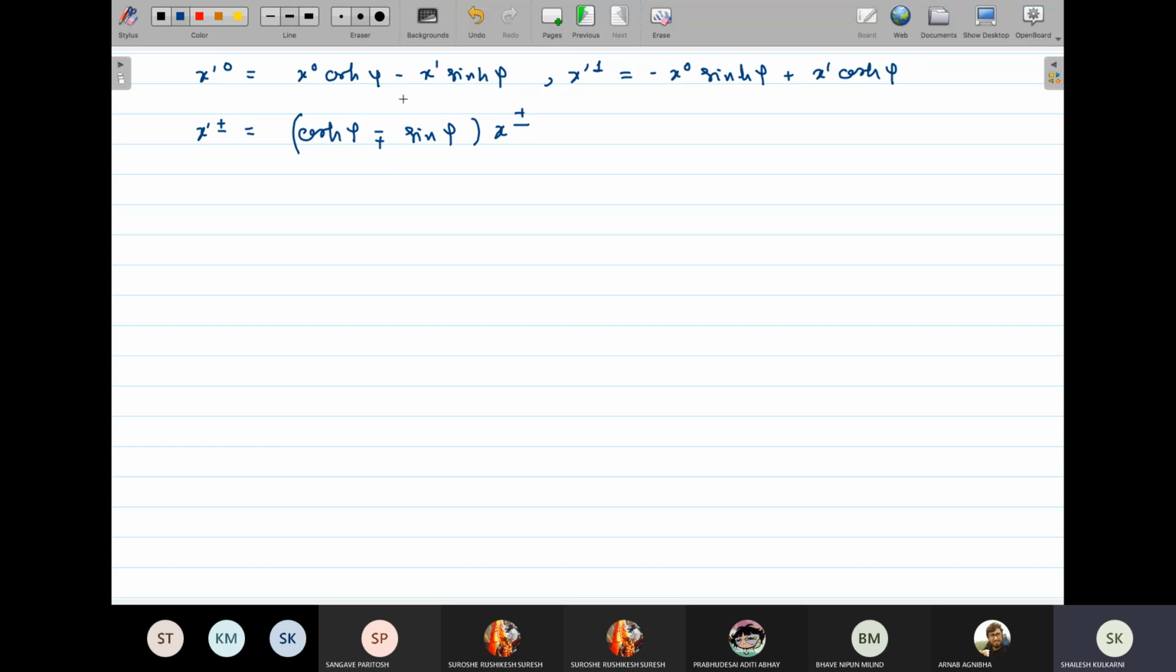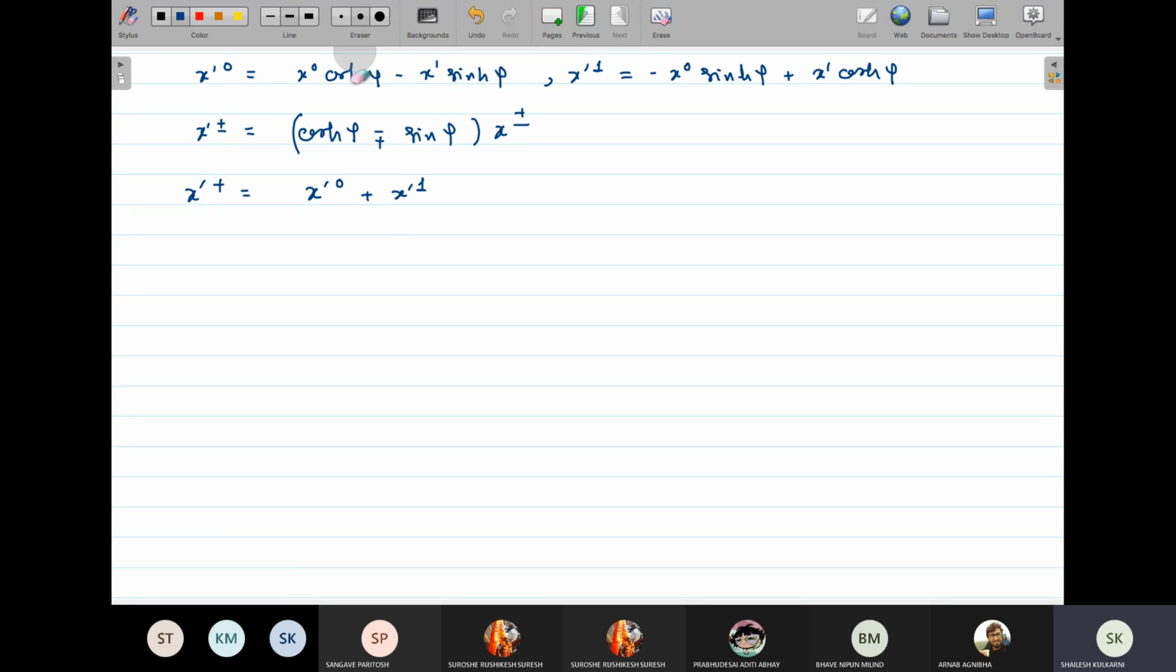If you substitute that, you will get the correct result. Is this clear? So what I mean is the following. You define x prime plus as x prime 0 plus x prime 1, and you just substitute this here and collect the terms, collect the coefficient of x0 and x1. You will get, and again use the definition of x minus.